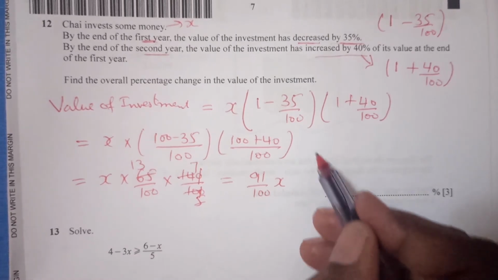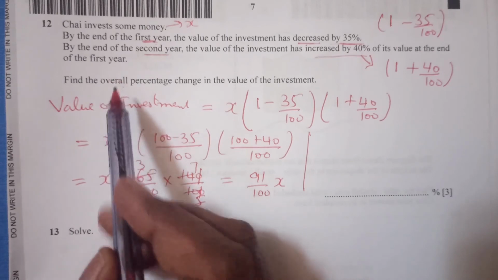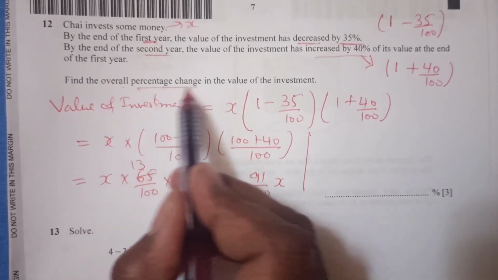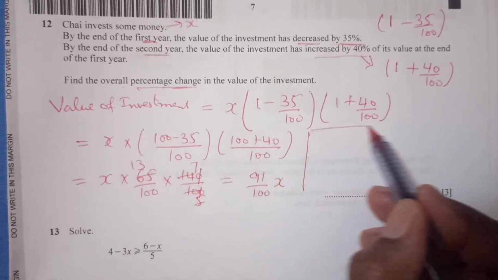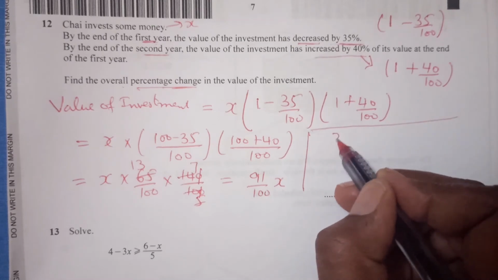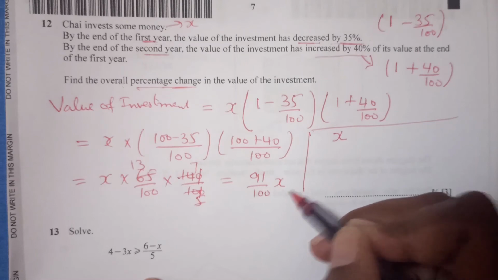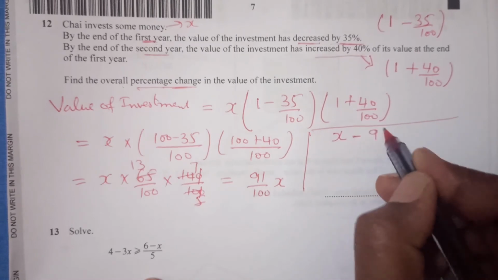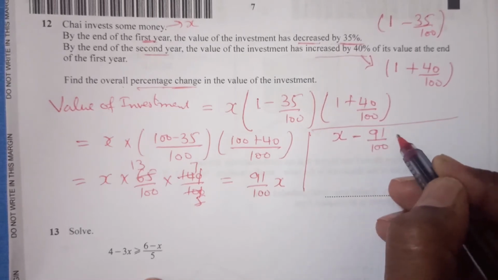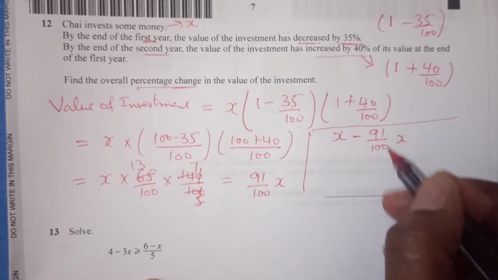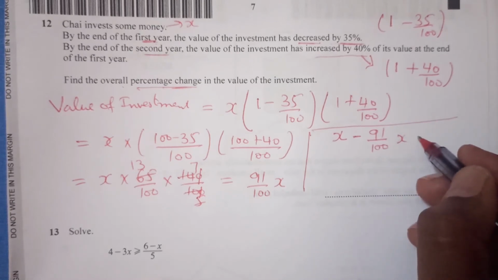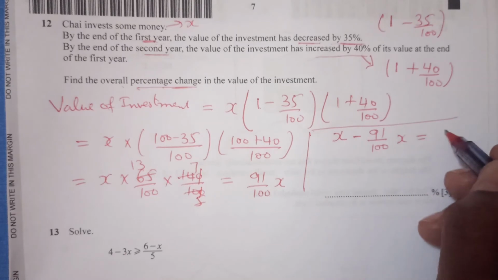But we have to find the overall percentage change. So for the overall percentage change, let's say x was the original amount first, and then this is the value of investment, x minus 91 over 100 x. That means 91 over 100 x you are going to get here. So this will be 9 over 100 x.